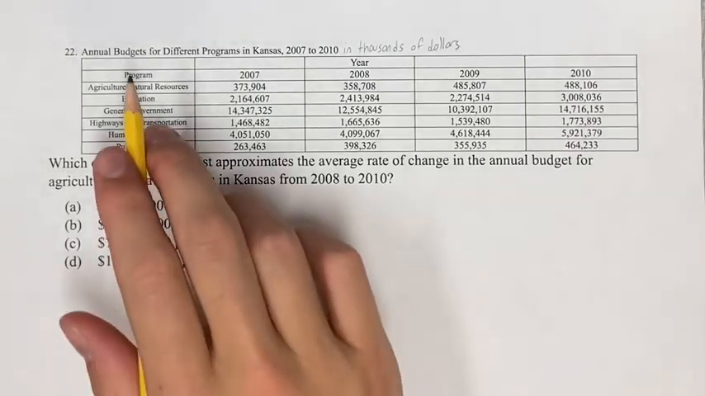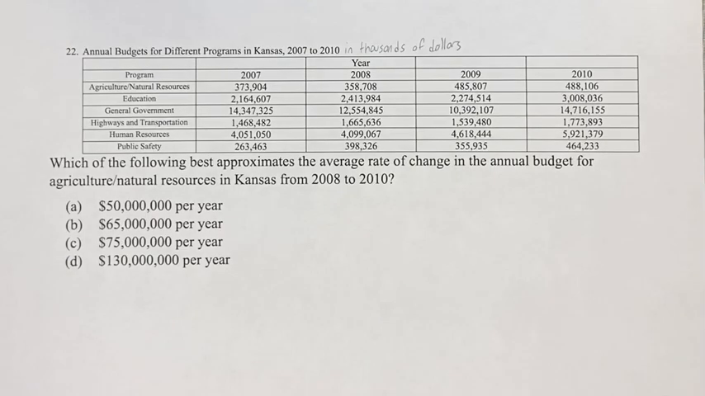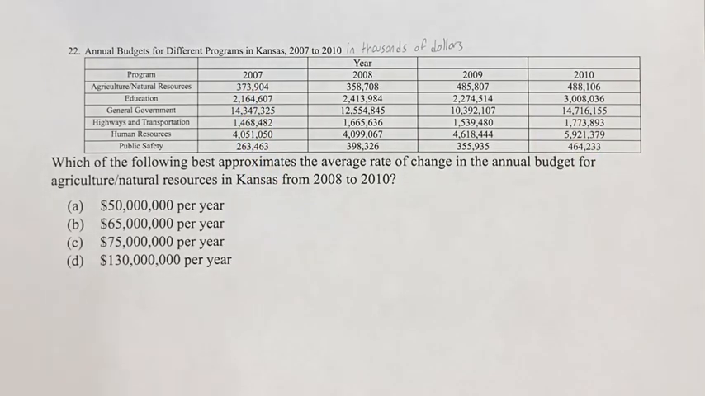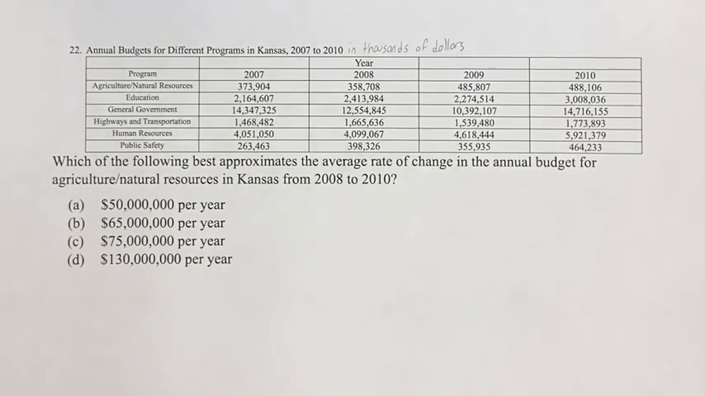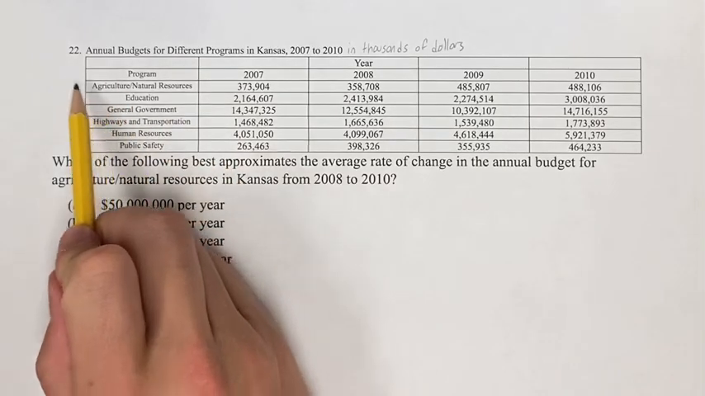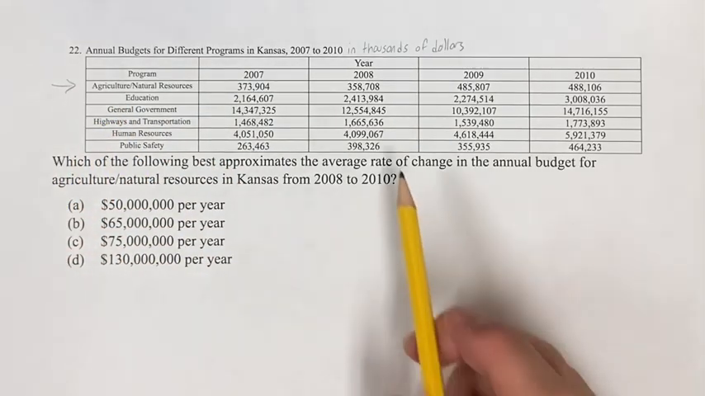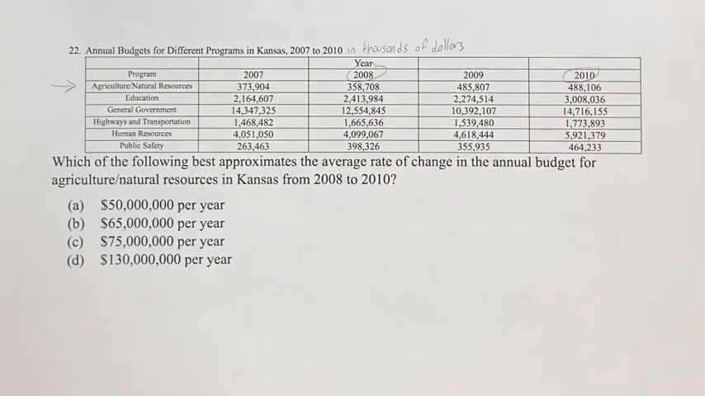In this problem, we are given a table that has the annual budgets for different programs in Kansas from the years 2007 to 2010. We're asked which of the following best approximates the average rate of change in the annual budget for agriculture and natural resources, which is just going to be this row right here, from 2008 to 2010.